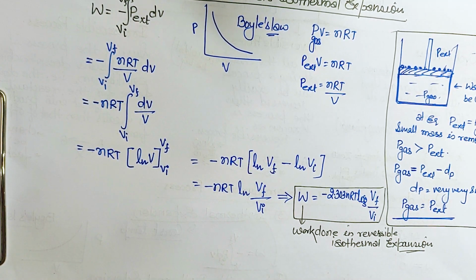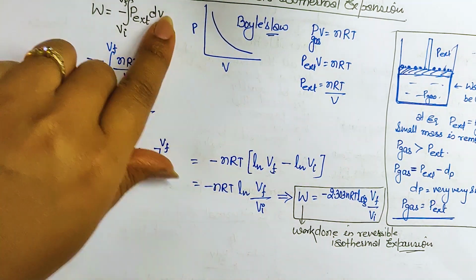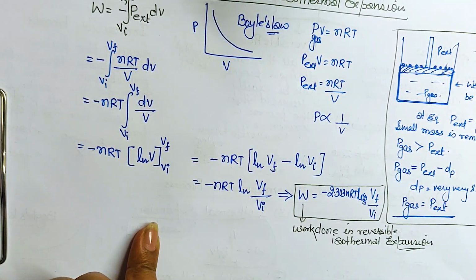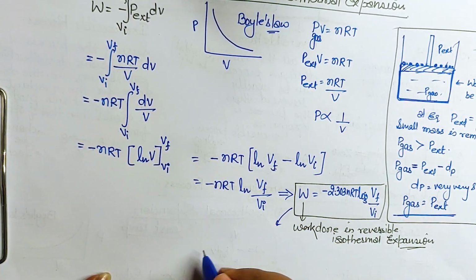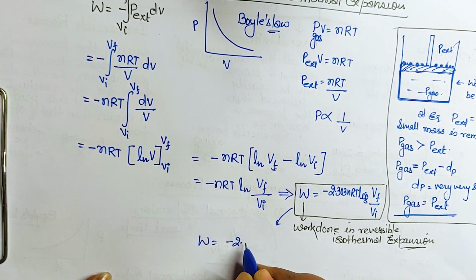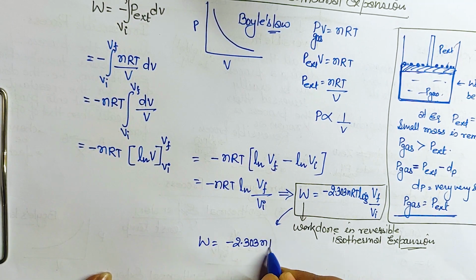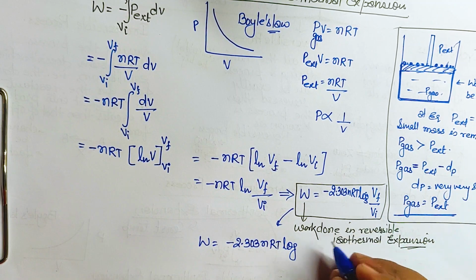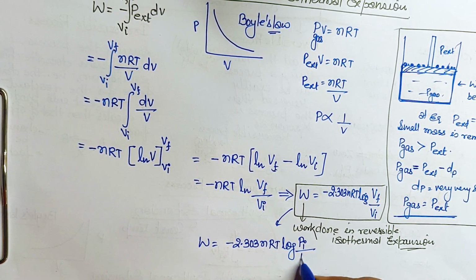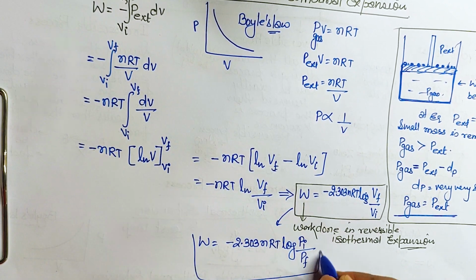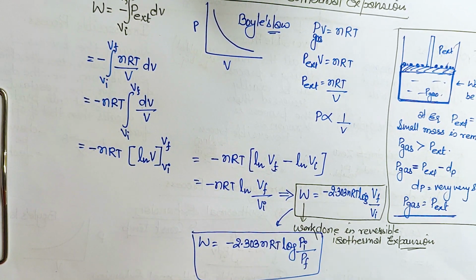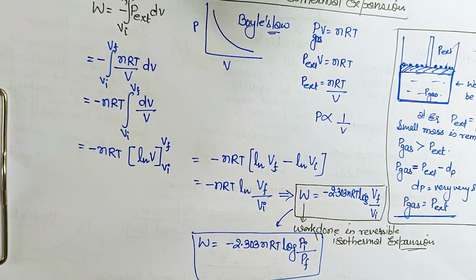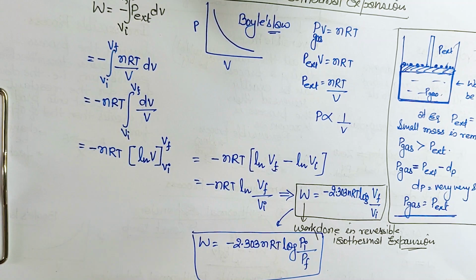So now, we know from Boyle's law that P is inversely proportional to V, isn't it? So instead of this, we can also write W is equal to minus 2.303 nRT log, and V final is upside down, so here it will be P initial upon P final, because it is reciprocal, inversely proportional. So this we got the work done. Am I clear with this? Is that derivation clear?